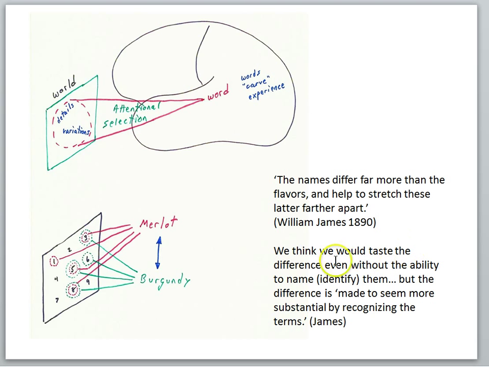So we think we would taste the difference. Imagine a novice, right, drinking that. We think we would taste the difference even without the ability to name or identify them. But the difference is, and here again James is quoting, "made to seem more substantial by recognizing the terms." So again, he's arguing that if you are experienced and have made this conceptual distinction, this distinction in language, then when you drink these wines, the tastes will be more different because you've got this linguistic distinction set up in your brain.